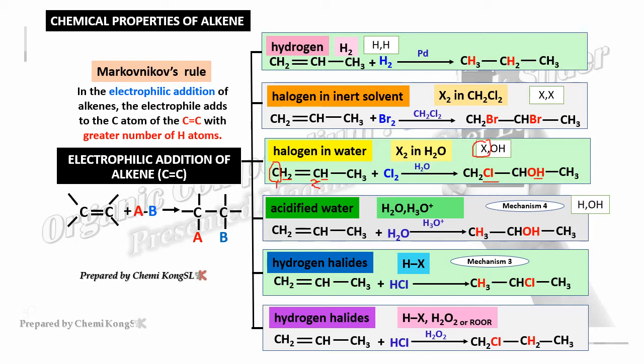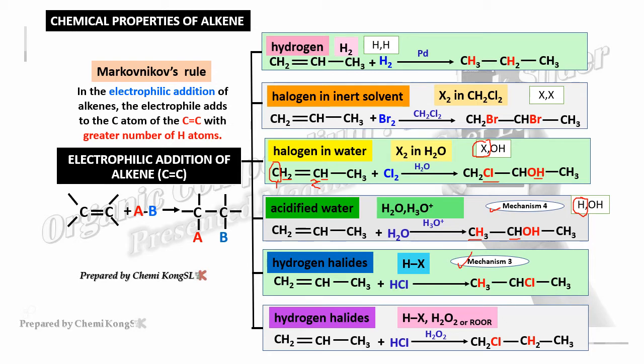So hydrogen and hydroxide will be added for the reaction of alkene with acidified water. For sure, hydrogen is the electrophile. That's why hydrogen is added to the C1 and then OH is added to the C2. For this acidified water, we are going to learn the mechanism later, mechanism 4. And then this one, hydrogen halide, we need to learn the mechanism as well.